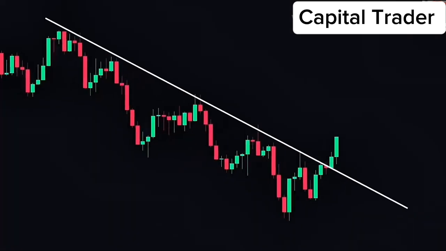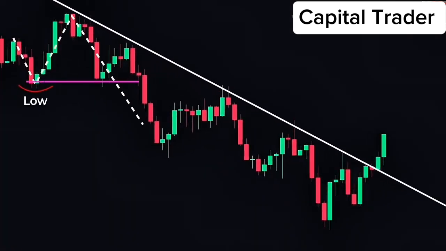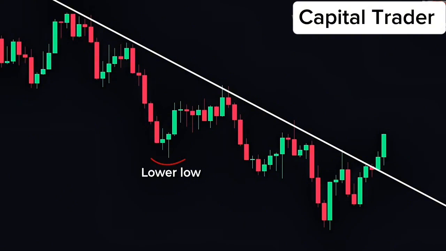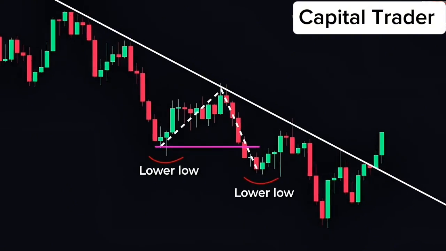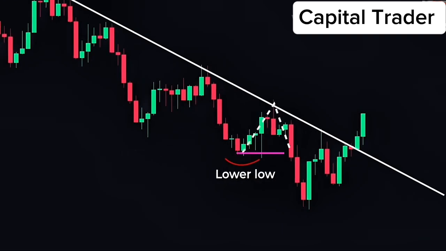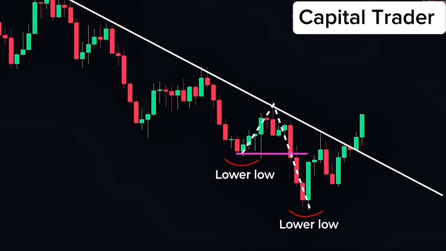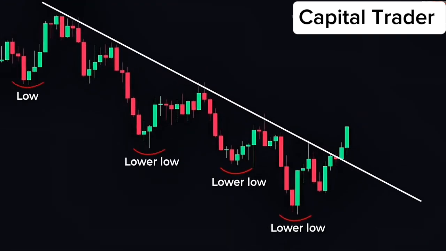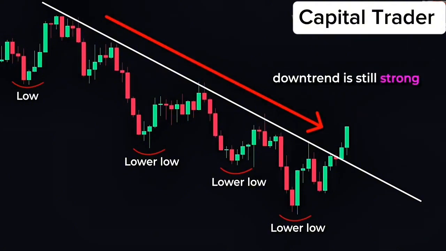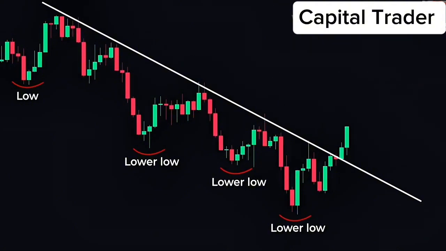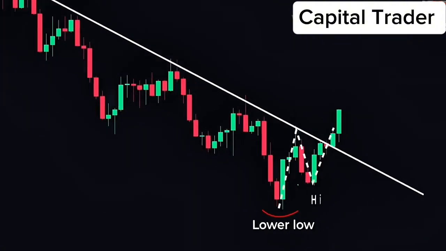See how this works. In this example, first the price forms a low and then breaks it to form a new low, called a lower low. Now this process repeats again and another lower low is formed. This keeps happening repeatedly. Repeated formation of lower lows means that the downtrend is quite strong. But before this breakout, look what happens here. The price fails to make another lower low and makes a higher low. This shows that even before the breakout, the downtrend has already started weakening.